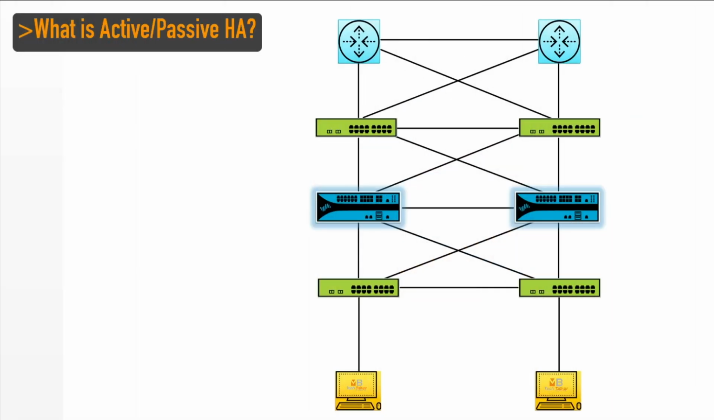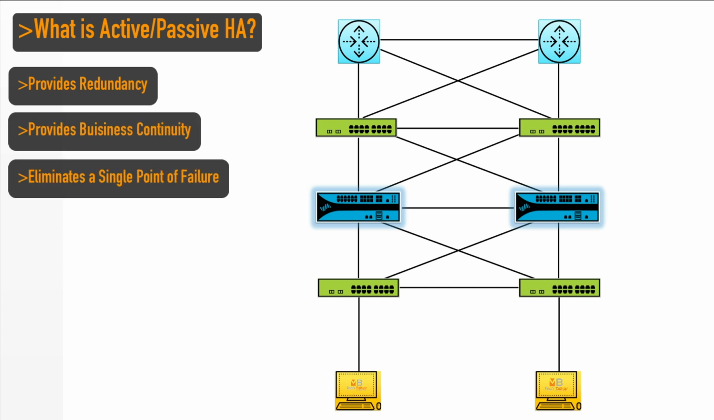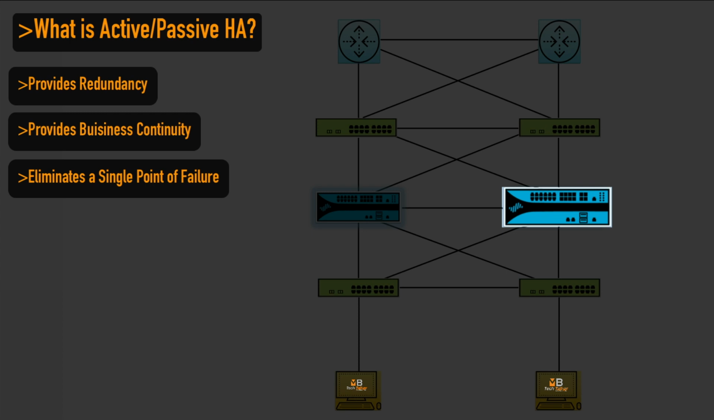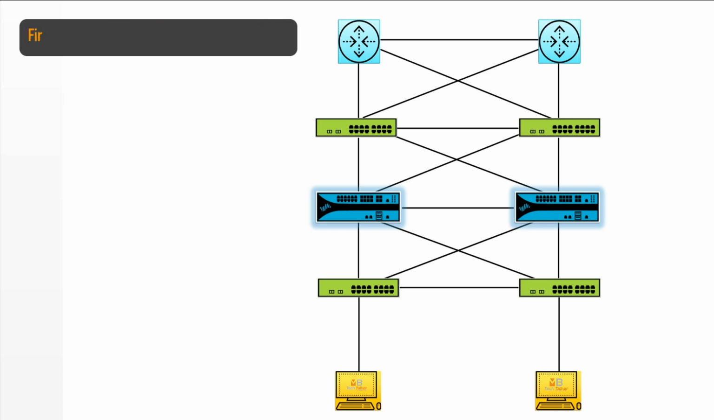So what is Palo Alto Firewall Active Passive High Availability? Well, high availability provides redundancy and business continuity by eliminating a single point of failure by adding a second Palo Alto firewall to the topology. This would mitigate a total loss of service, allowing the passive firewall to take over the active role if the primary firewall was to fail.